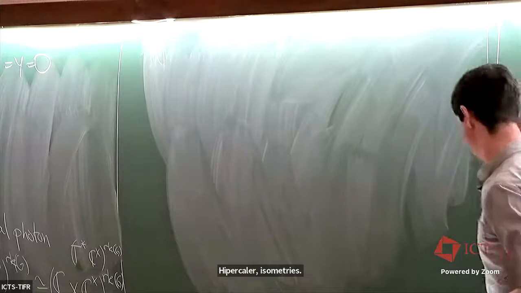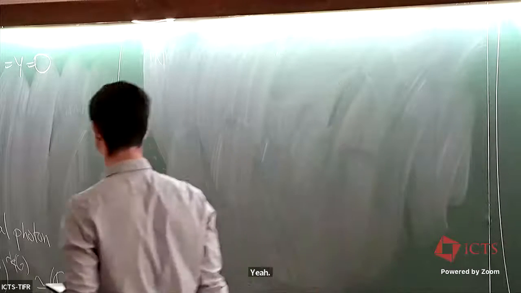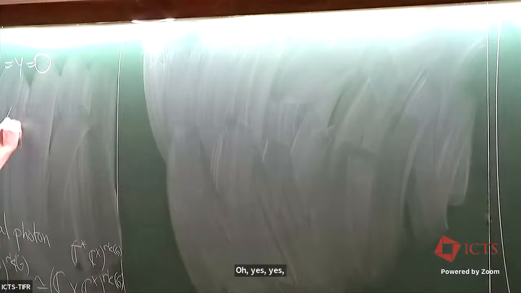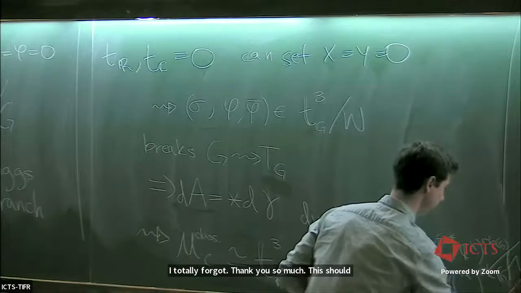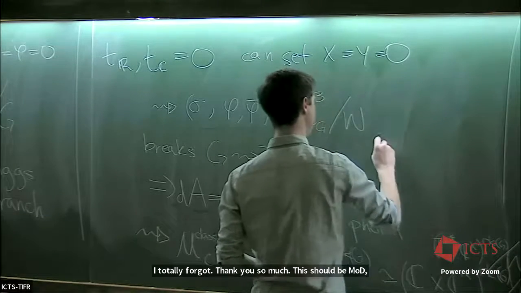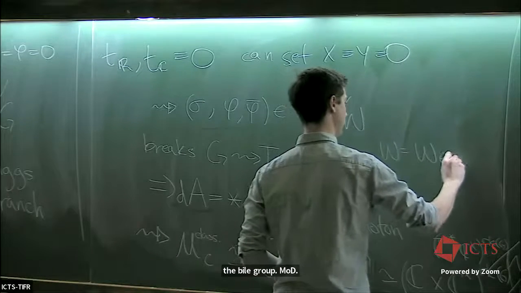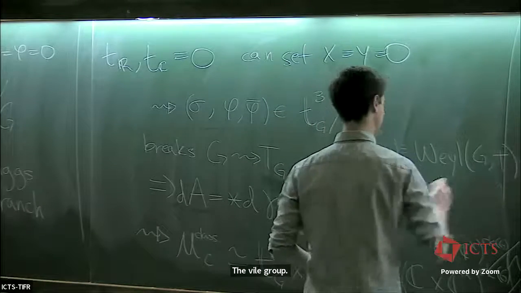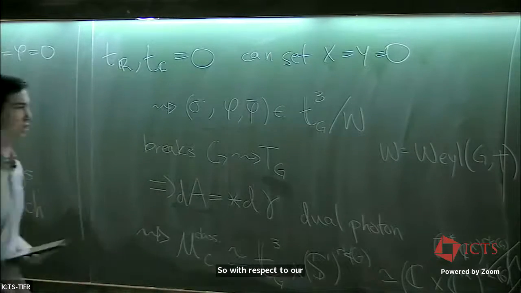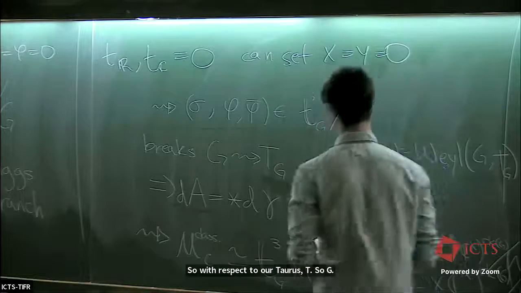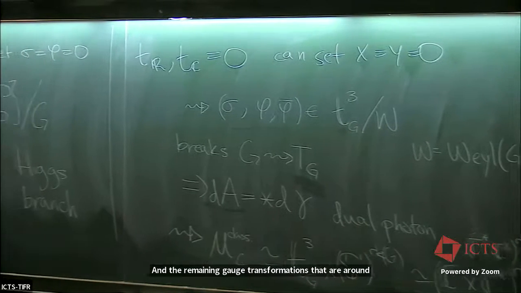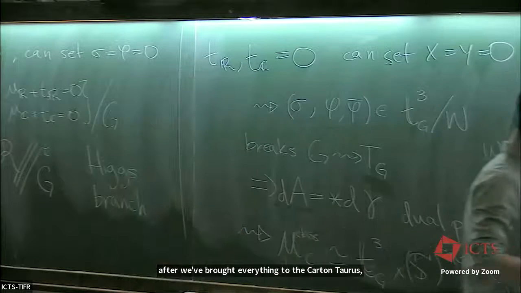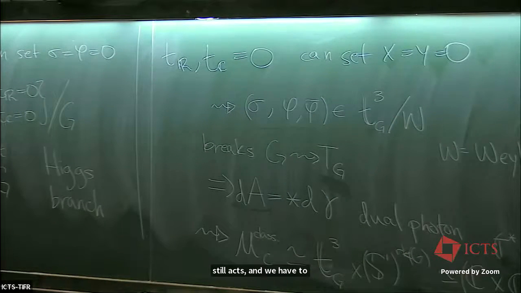Oh, yes. Yes, great. I totally forgot. Thank you so much. So this should be mod the Weyl group. So with respect to our Cartan torus T sub G, we have a Weyl group that I'm calling W, and the remaining gauge transformations that are around after we've brought everything to the Cartan torus still act, and we have to quotient by the action of that.